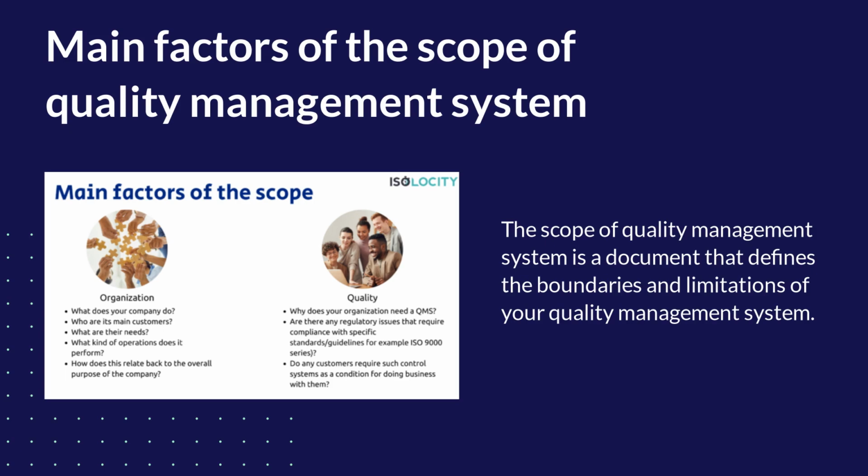A well-defined scope should provide answers to all these questions. What does your company do? Who are its main customers? What are their needs? What kind of operations does it perform? How does this relate back to the overall purpose of the company? Why does your organization need a QMS? Are there any regulatory issues that require compliance with specific standards/guidelines, for example ISO 9000 series? Do any customers require such control systems as a condition for doing business with them?